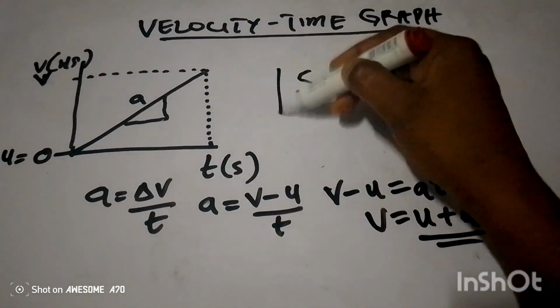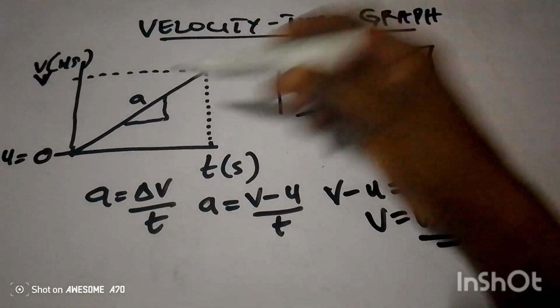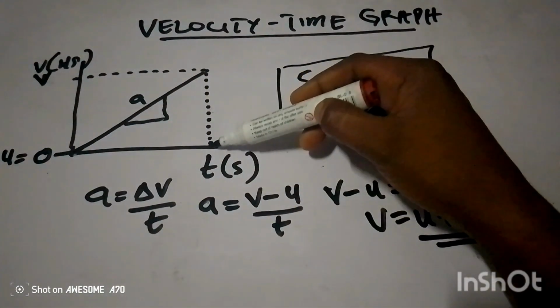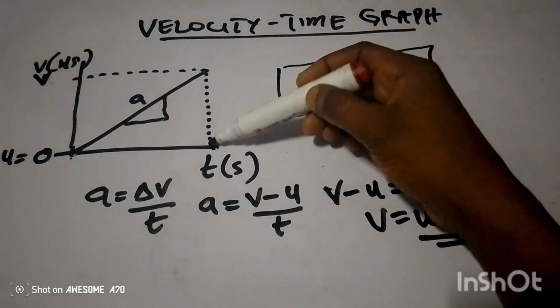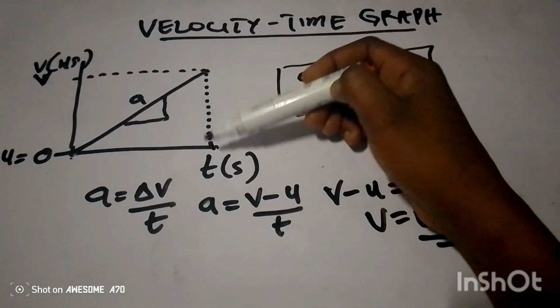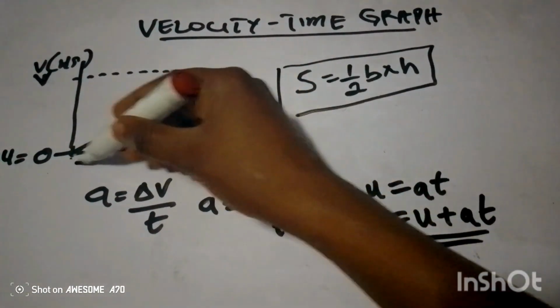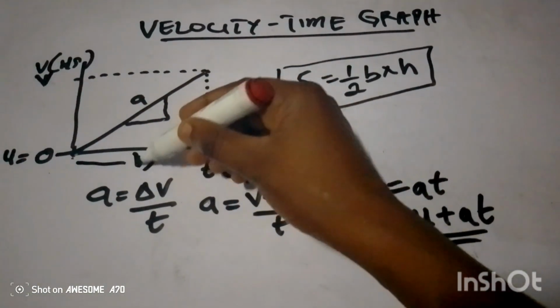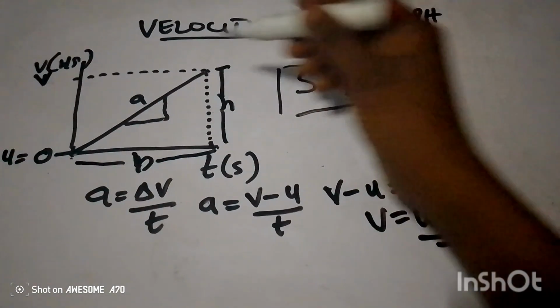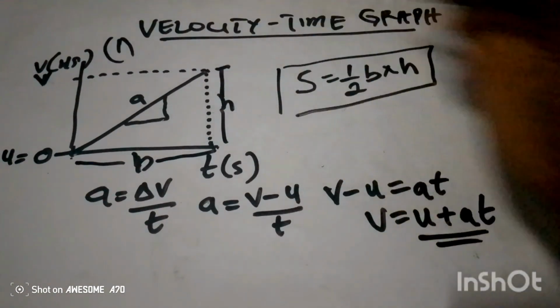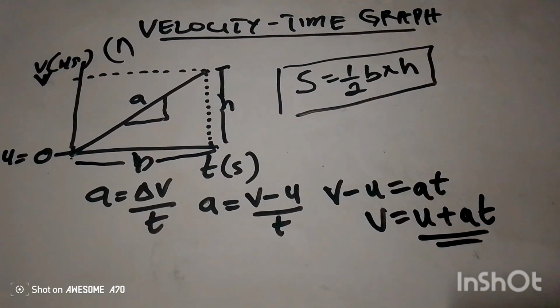When I determine half base times height, from here to this point is our base, and from this point to this point is our height. So this place represents our base, while this place represents our height. So that is the number one concept that you must understand when talking about acceleration of bodies or velocity time graph. So let's look at the number two concept.